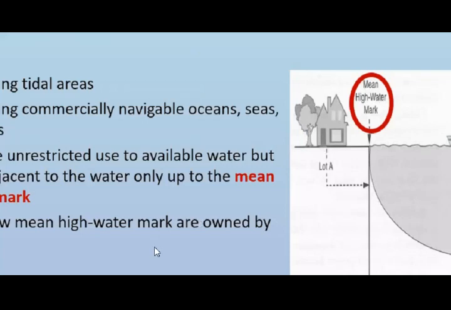So we'll go to littoral rights, larger bodies of water, oceans, lakes. Littoral rights, closely related to riparian rights, are the rights of owners whose land borders commercially navigable lakes, seas, and oceans. Owners with littoral rights enjoy unrestricted use of available waters, but own the land adjacent to the water only up to the mean average high water mark. All land below this point is owned by the government.